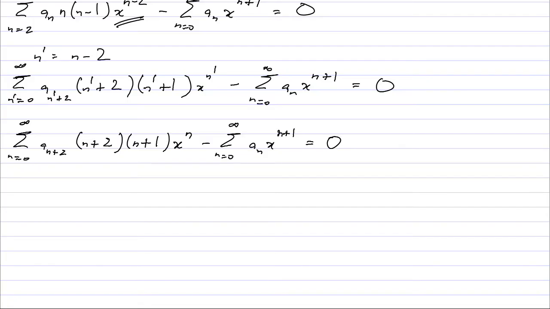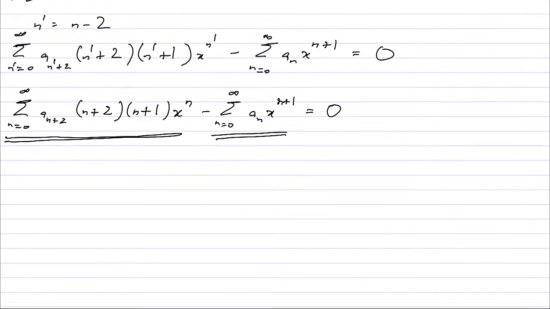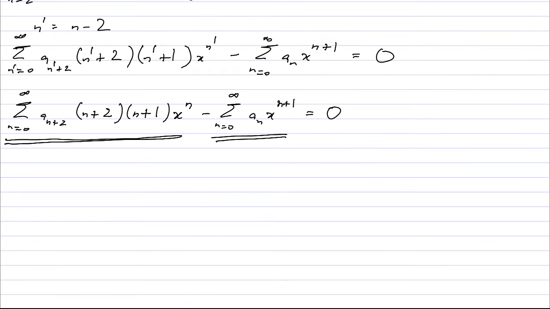Now if you notice, the first series starts from x to the power 0, while this series starts from x to the power 1. So one way of saying that is that the powers of x are not in phase, so they don't start from the same value. The easiest way to fix that is to simply extract from this first sum the term corresponding to x raised to power 0. So let's do that.